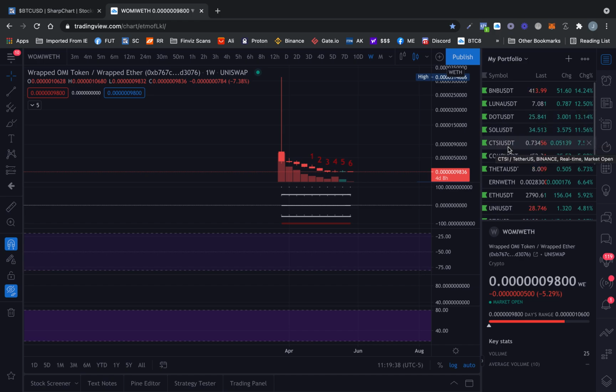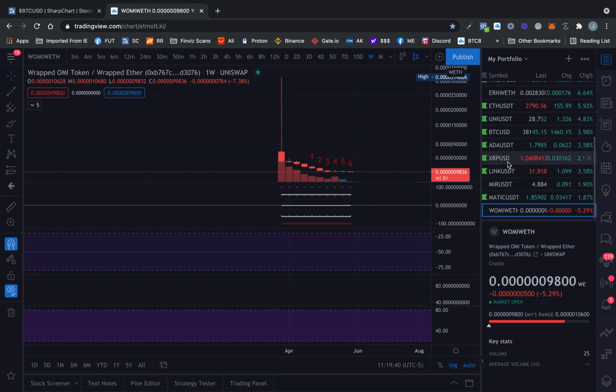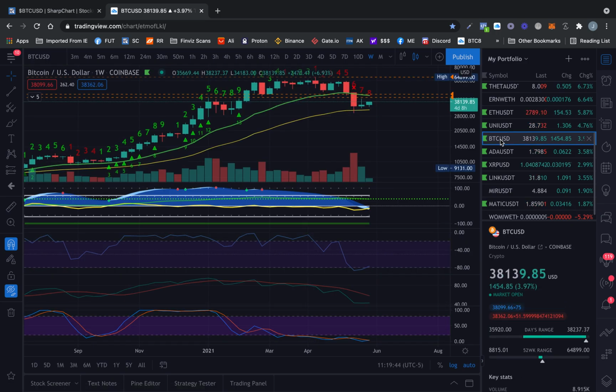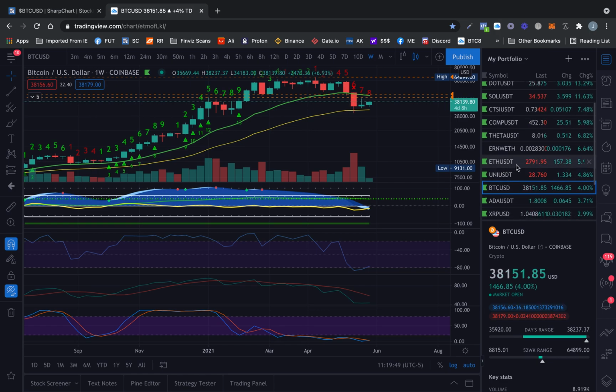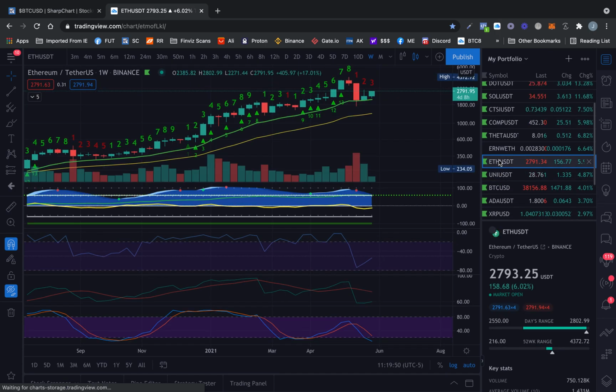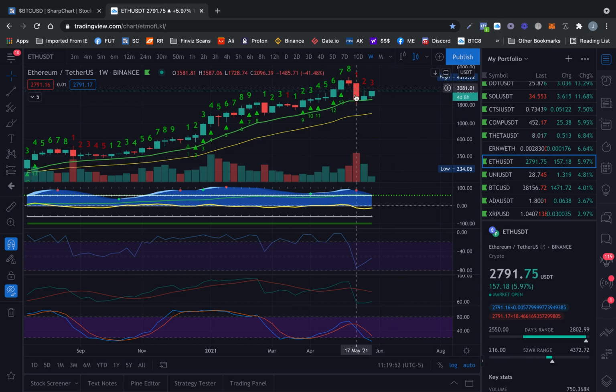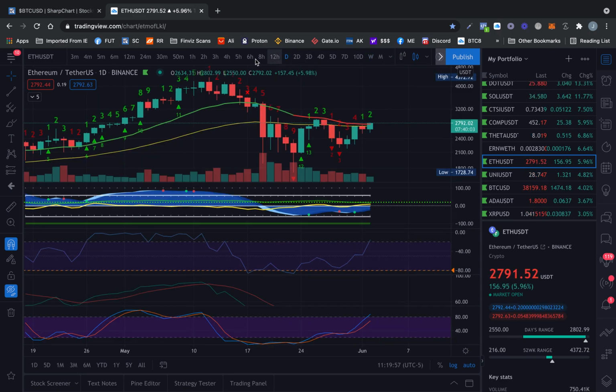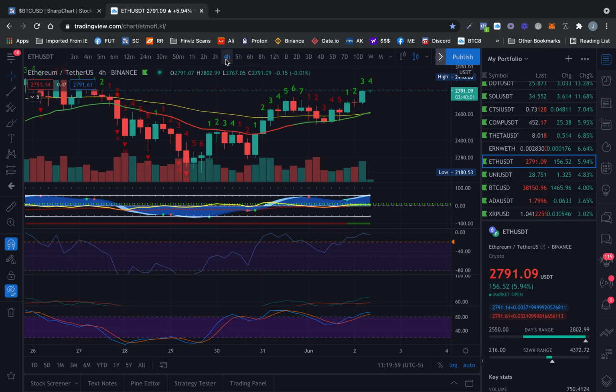But your main ones to watch, of course, are Bitcoin and Ethereum. Ethereum so far is doing pretty good today, and this week also. It's holding really strong. Your 4-hour time frame, hey, you got a nice crossover right here. Your 21 crossing your 55. That's another bullish indication. Pretty strong.